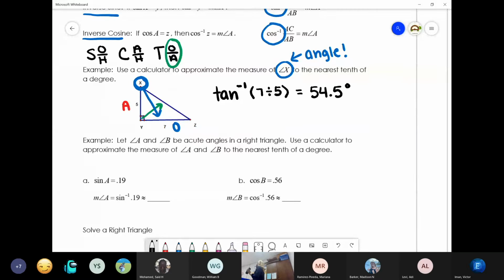Does anyone in person need help on how to do that in the calculator? I'm going to show us using Desmos so you can see that. I'm going to clear this. Remember, in order to get the inverse, you click over on function, hit tan inverse, and then go back to your main, 7 divided by 5. And there you go, you got your 54.5 degrees.